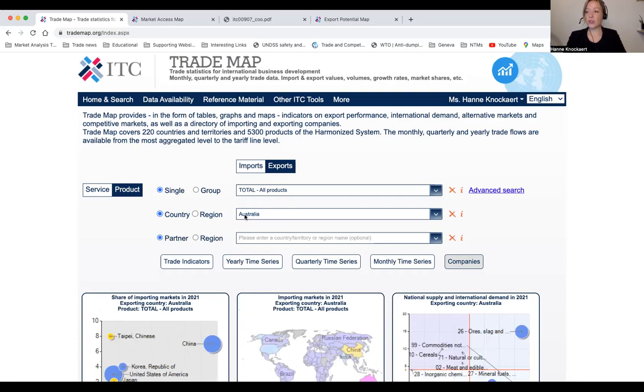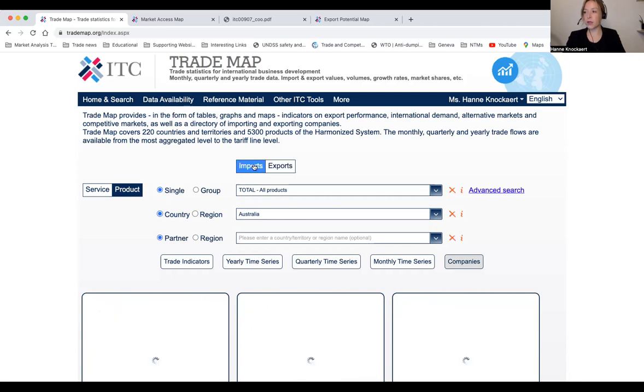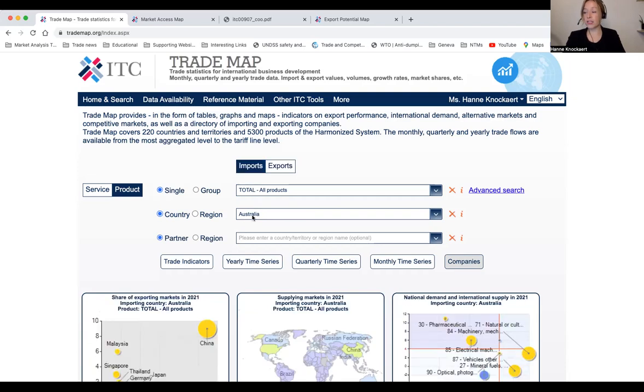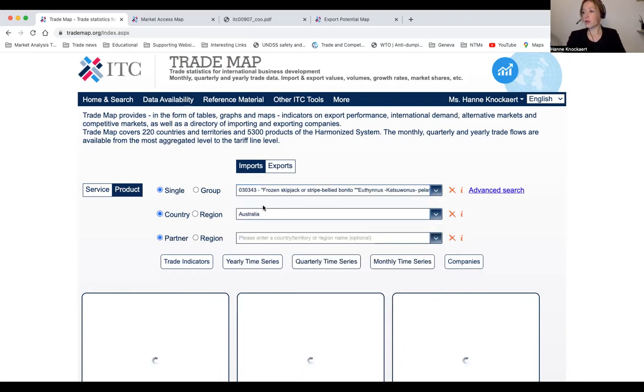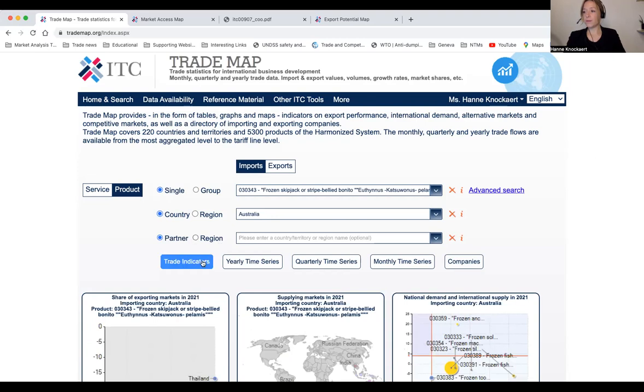So we just want to see what Australia is doing at a global scale. So we want to look at Australia's imports. We want to look at all the products for now. No, let's look at the fish. And we want to look at all partners of Australia at this point regarding this fish.